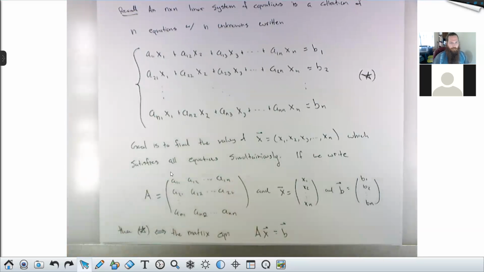I know most people are used to seeing matrices probably with the square brackets. I like the rounded parentheses.